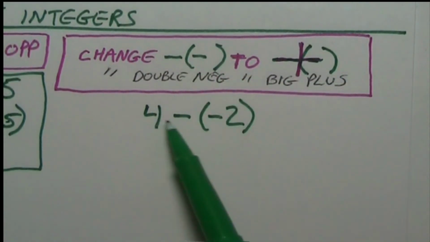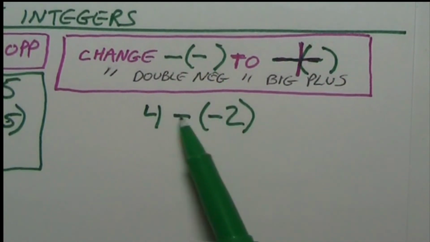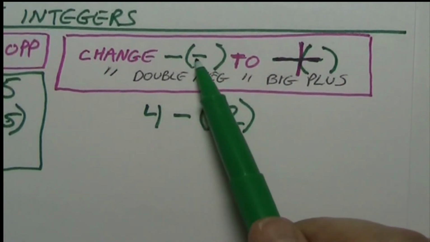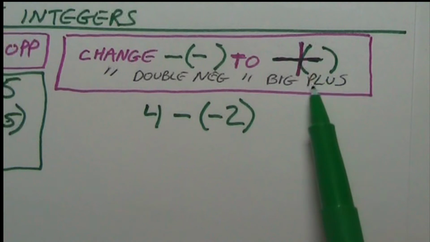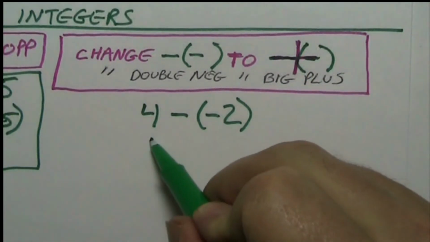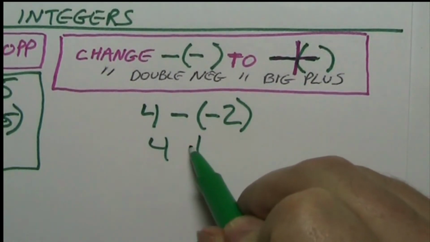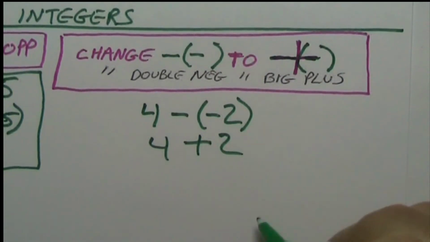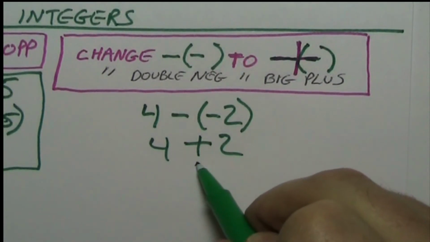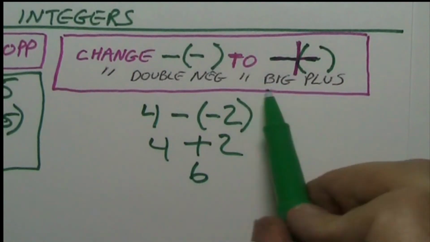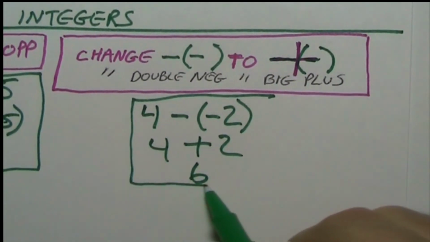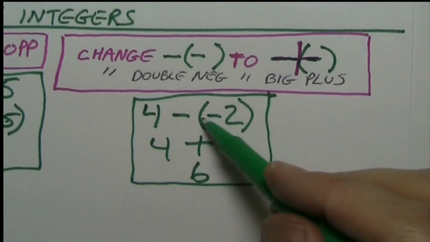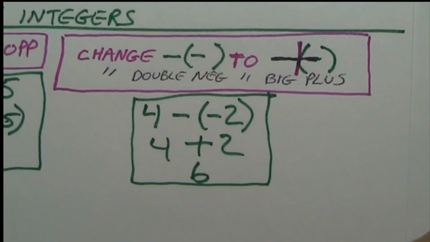When you see a double negative, this is what I like to call a double negative. This means to subtract a negative. Change it to a big plus. So really what we have is 4, this is a big plus, 2. It's 4 plus 2. And we all know 4 plus 2 is 6. So when you have a double negative, change it to a big plus.